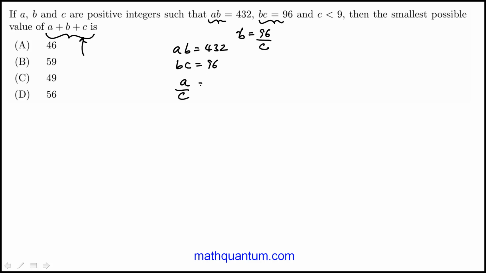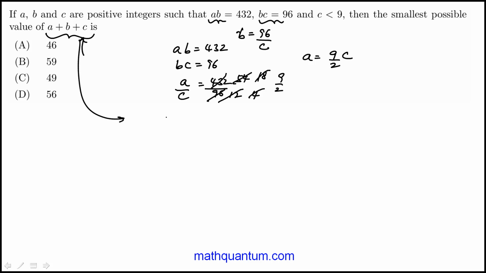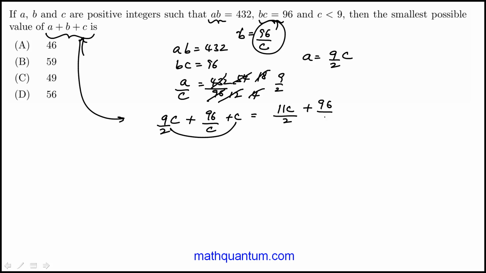So I'll get A over C is 432 over 96, and I can divide this by 8, 5, 4, and then divide by 3, so it becomes 9 over 2. Key is I have A in terms of C. Now I'll write the sum in terms of A, B, and C. A is 9 over 2 C, B is 96 over C, plus C. So if I add those two, that becomes 11C over 2 plus 96 over C.